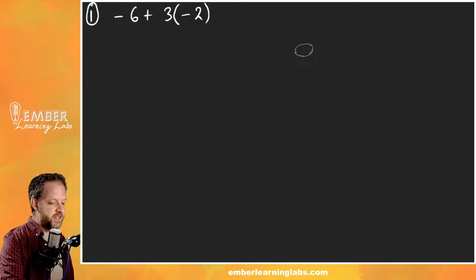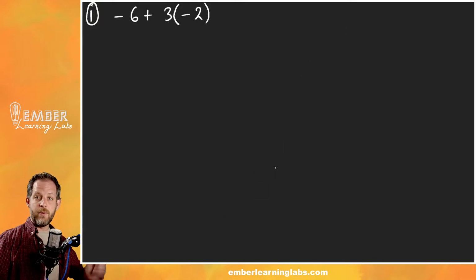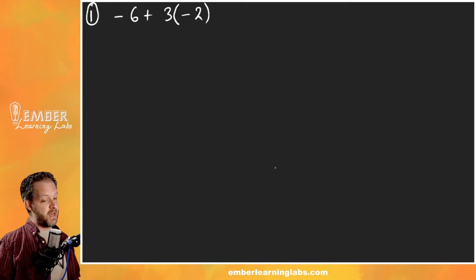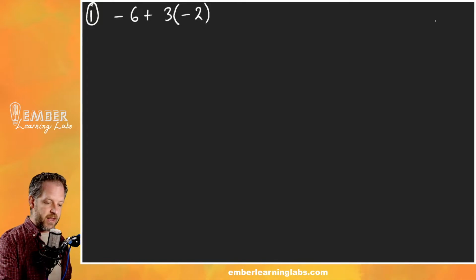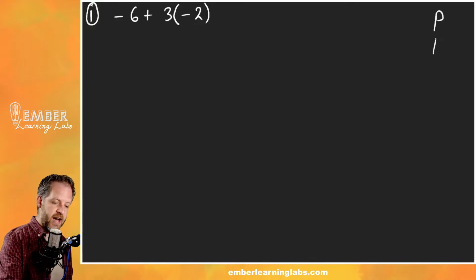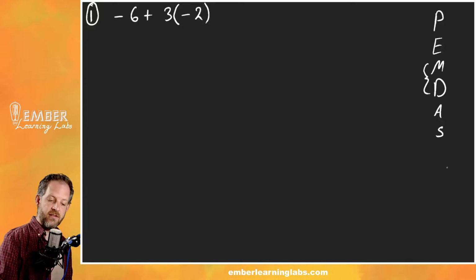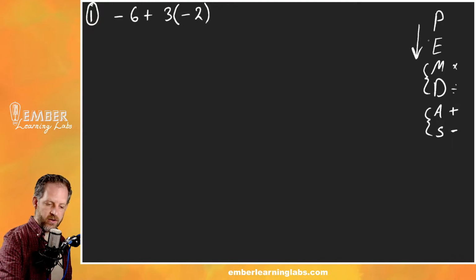Okay, so we've got several things. Now we've got to take into account order of operations. You may remember something like this, PEMDAS. You may not have learned all of them in last year's course, and that's entirely possible. But what we need to know is that M and D stand for multiplication and division, and A and S stand for addition and subtraction, right? So this is the order that we do things in.